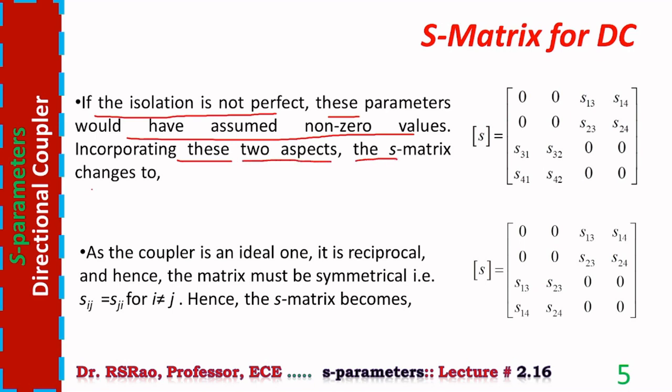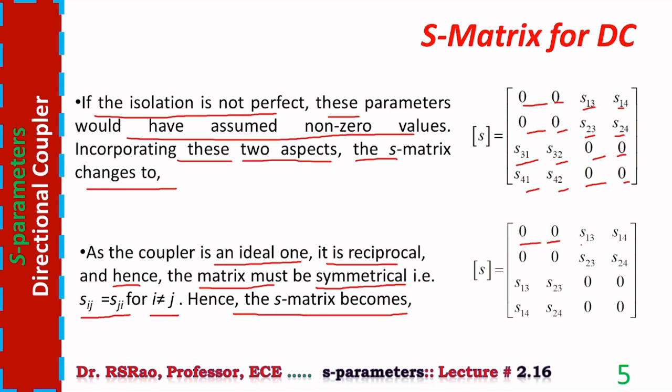Incorporating these two aspects, the S matrix of the ideal device becomes 0, 0, S13, S14; 0, 0, S23, S24; S31, S32, 0, 0; S41, S42, 0, 0. As the coupler is an ideal one, it is reciprocal and hence the matrix must be symmetrical. It implies Sij is equal to Sji for i not equal to j. Hence the S matrix becomes 0, 0, S13, S14; 0, 0, S23, S24; S13, S23, 0, 0; S14, S24, 0, 0.